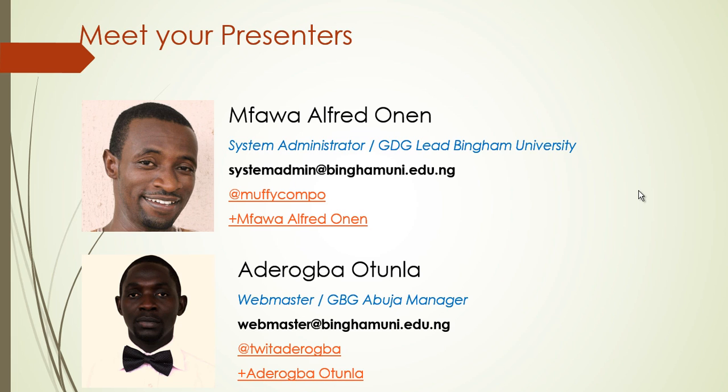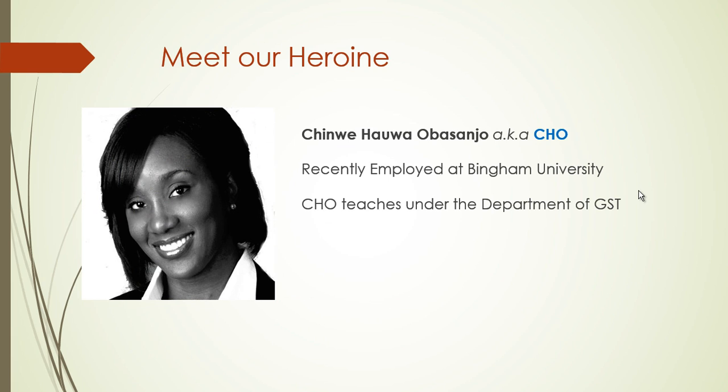Yes. All right, great. So we're going to switch things a bit. We're going to apply a different approach to teaching. That's something we're experimenting on. We're trying to see how we can make learning fun, and with that, we're experimenting with this particular presentation. We're creating a character here. She's going to be our heroine. Her name is Hawa Obasanjo, aka Cho, and she just got employment at Bingham University, and she teaches under the Department of GST. So hopefully this will make sense to a lot of you. From now on, when we use the word Cho, we're referring to Chinwe Hawa Obasanjo. So hopefully you will enjoy this, and follow the story as is. Don't worry, we promise you Google tools and technologies as well.